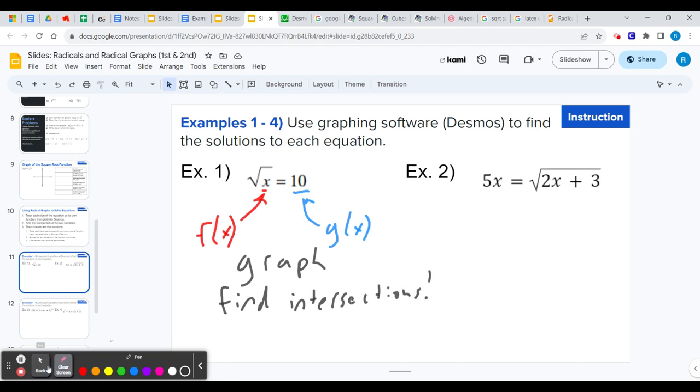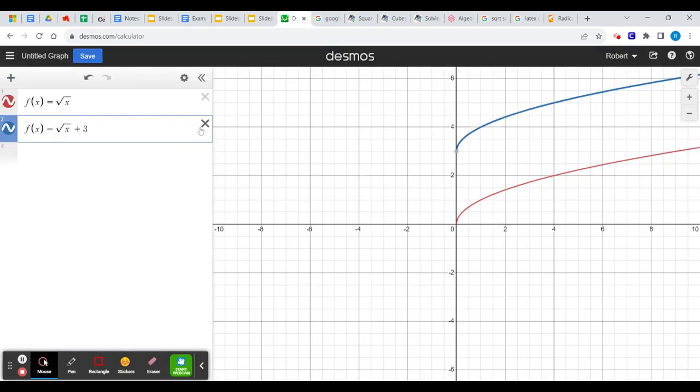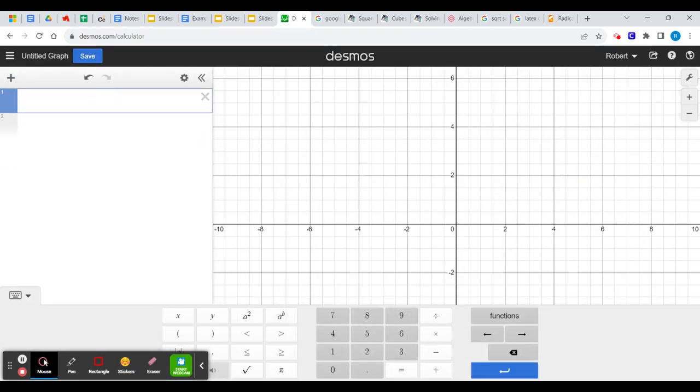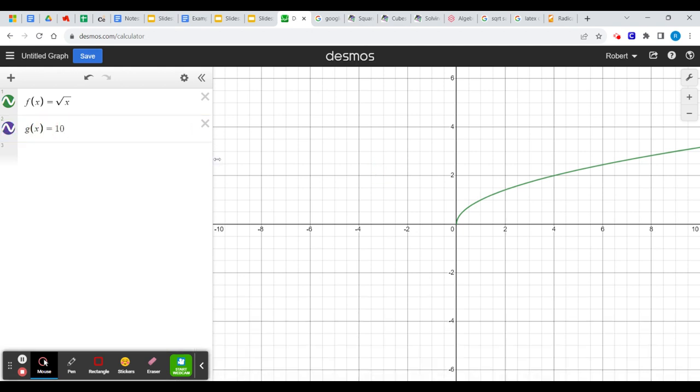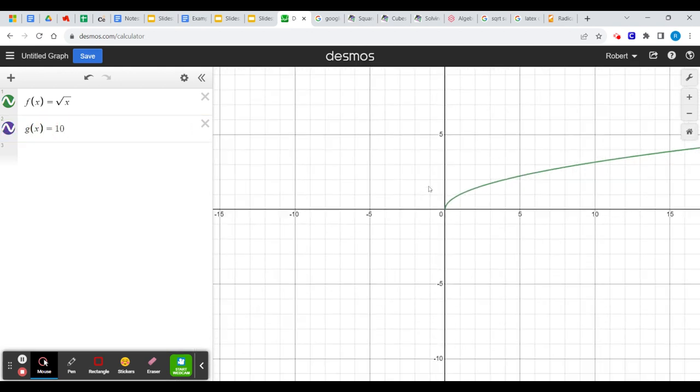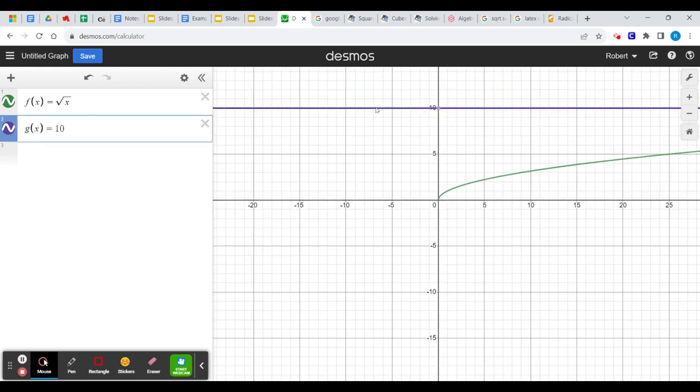Okay, so let's do that in Desmos. Let's clear out our old graphs. We have the first one, f of x equals the square root of x, and g of x equals 10. It's important, as some of you found, to type in that g of x, otherwise it doesn't pop up on our graph. And we might need to zoom out a little bit on this one. We look here, okay, there's our g of x graph. It's a 10 value constantly.